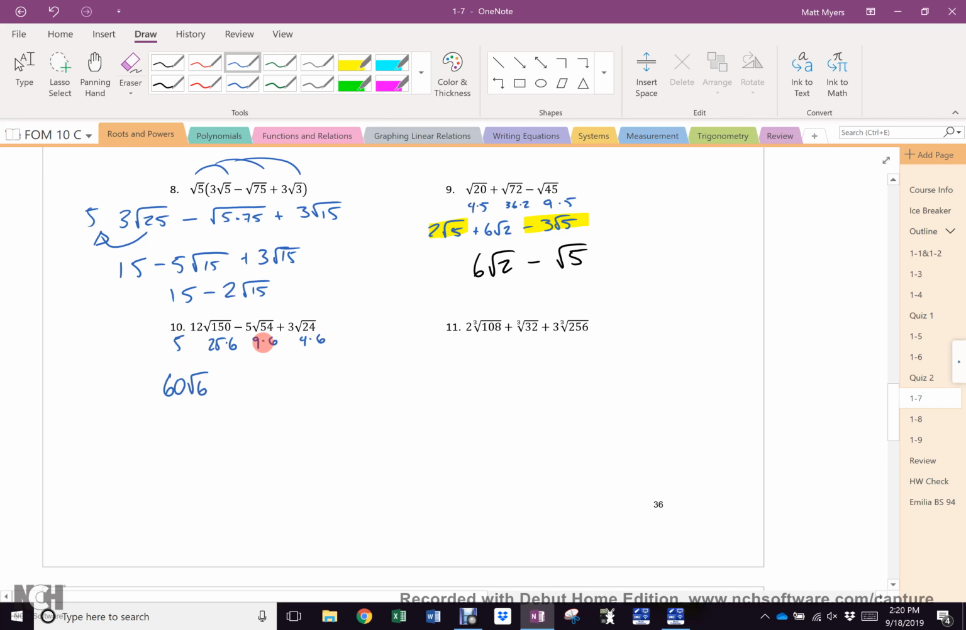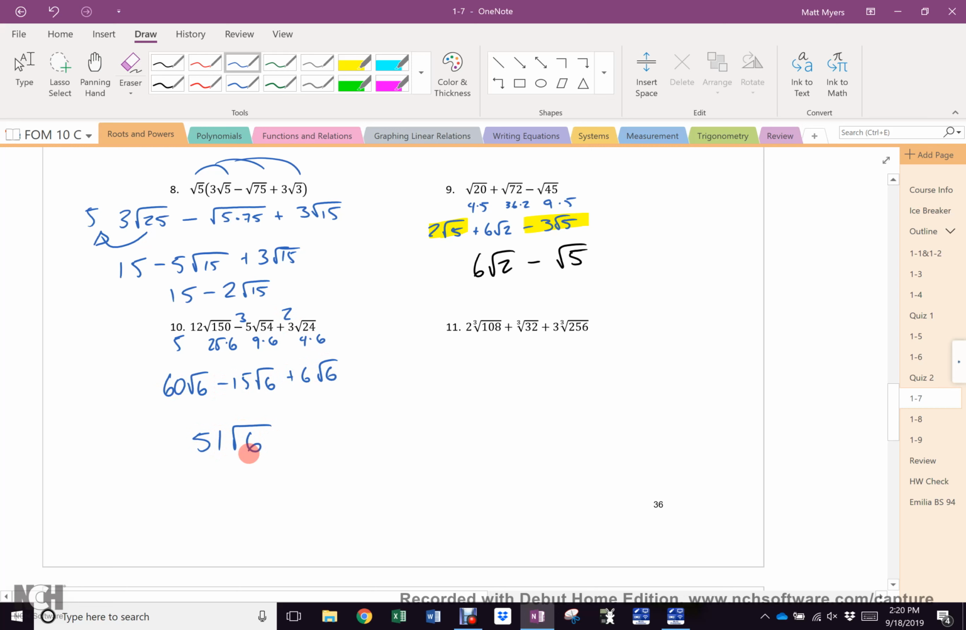What's coming out here? 3. What's already out there? Minus 15 root 6. Seeing a pattern? What's coming out here? 2. What's already out there? Plus 6 root 6. Are those all the same? So what do I do? Add them up. 60 minus 15 is 45. 45 plus 6 is 51 root 6.